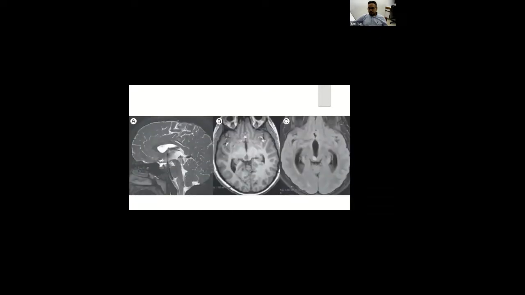So these are sagittal T2 weighted images, which demonstrate a well-defined tectal mass, which is iso to hyperintense on T1 weighted images, and on FLAIR images it appears hyperintense. And then you can see the obstructive hydrocephalus, which is secondary to this mass. So this is a case of tectal glioma.